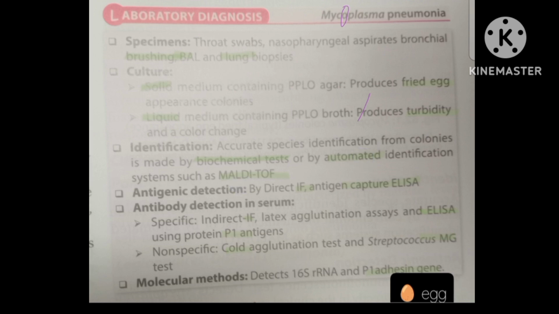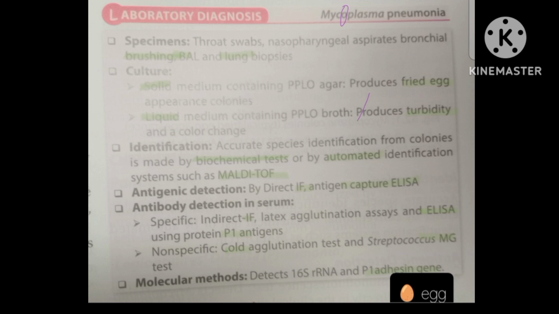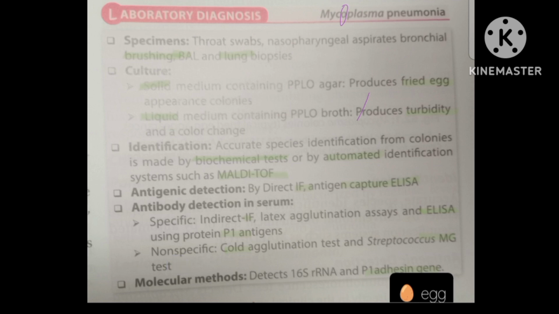Then two things you need to detect, antigen and antibody. If you need to detect antigen, you can do it by ELISA. If you need to detect specific antibody, by ELISA. And in non-specific, remember cold agglutination and Streptococcus MG test. In molecular methods, remember it will detect 16S rRNA and P1 adenosine gene.